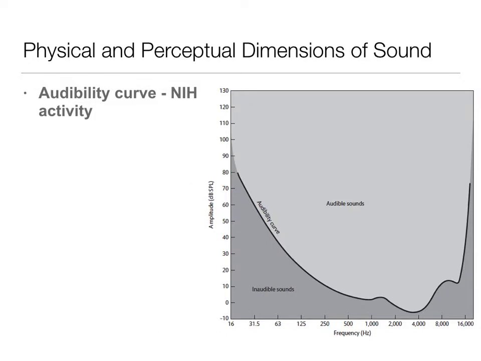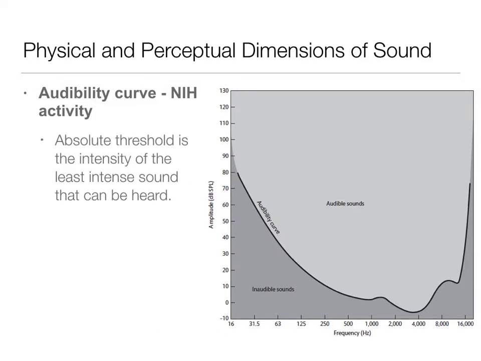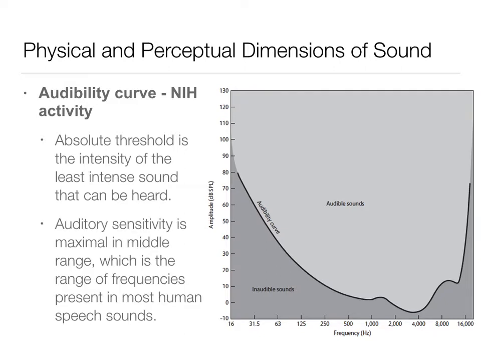An audibility curve is really just the absolute threshold to hear a particular frequency. Here's an example from your textbook. You see that for these lower frequencies, you're going to need a much higher amplitude to be able to detect it. So this line is essentially the absolute threshold. This shows you exactly where that absolute threshold is. Auditory sensitivity is at its maximum, where we can hear quiet sounds at very low decibels, between about 500 and about 5,000 hertz, which corresponds to human speech.